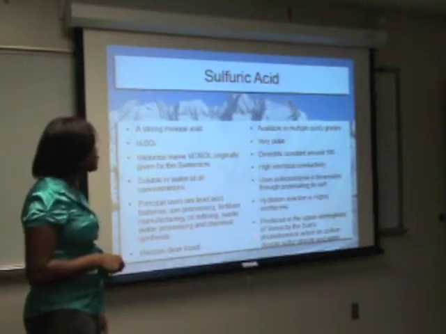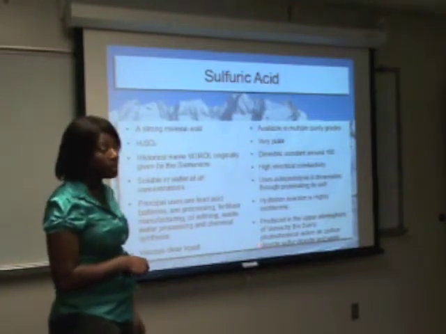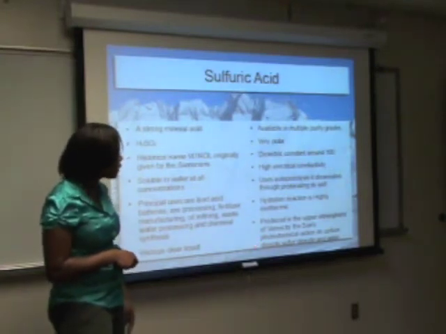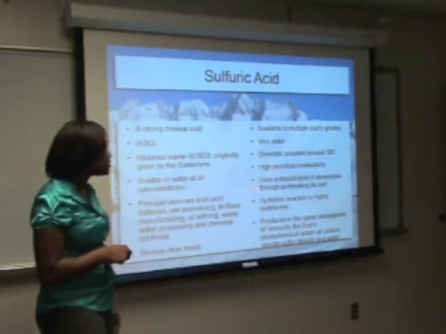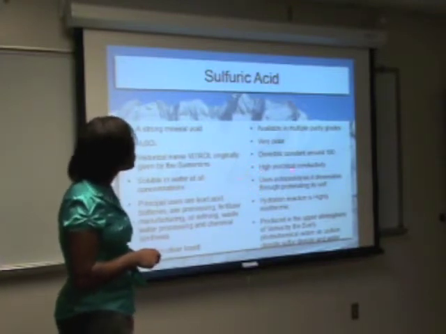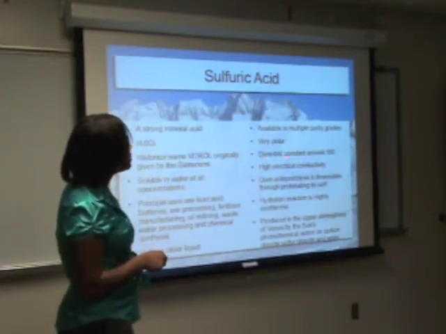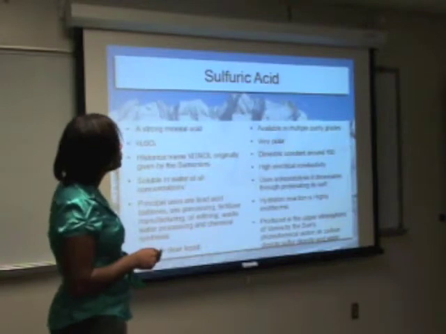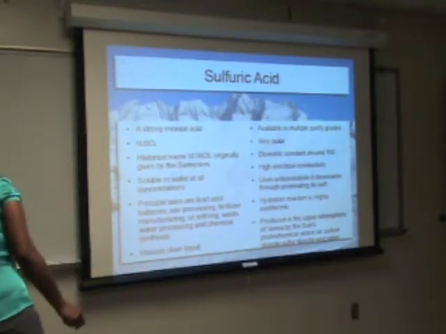It is produced in the upper atmosphere of Venus by the sun's photochemical action on carbon dioxide, sulfur dioxide, and water. It undergoes autoprotolysis as it dissociates through protonating itself. It is highly electrically conductive, and its dielectric constant is around 100, very polar and available in many purity grades.